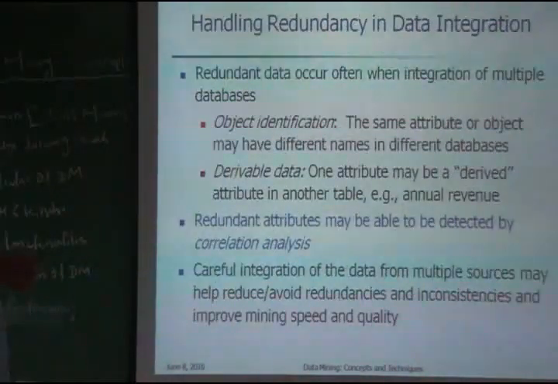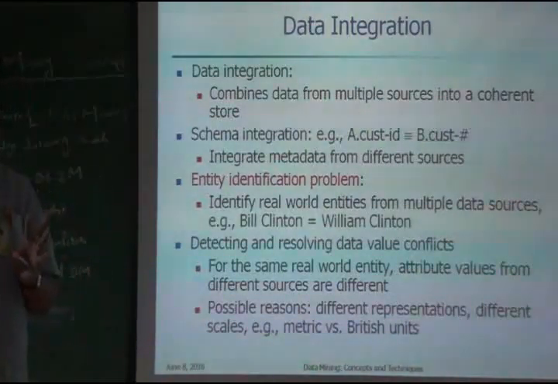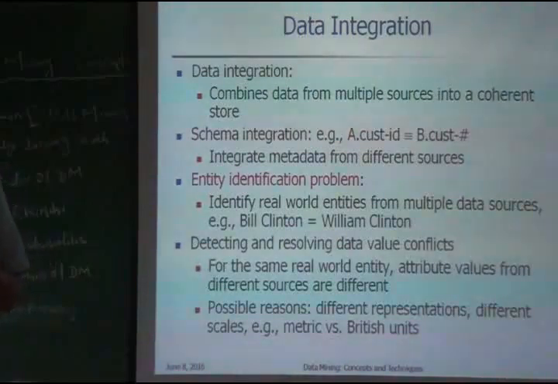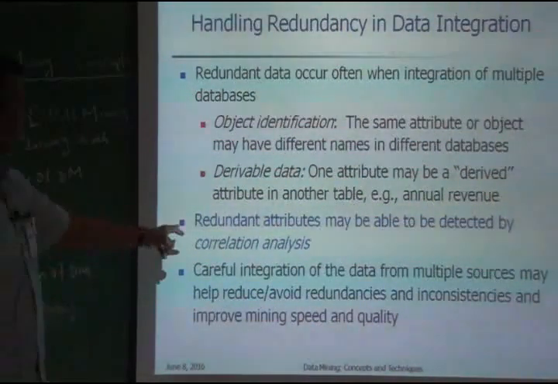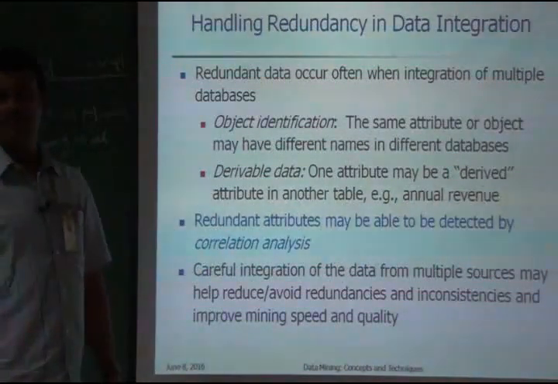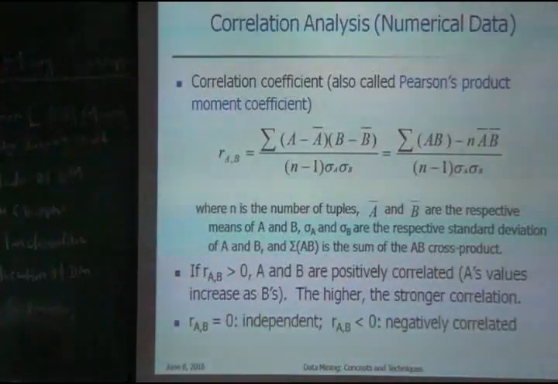But what do we mean by data integration? In data integration we collect the data from multiple sources, which can be stored in databases, data warehouses, or other information repositories. Based on the combined data, the redundant attribute may be detected by correlation analysis. This is the formula for the correlation analysis.